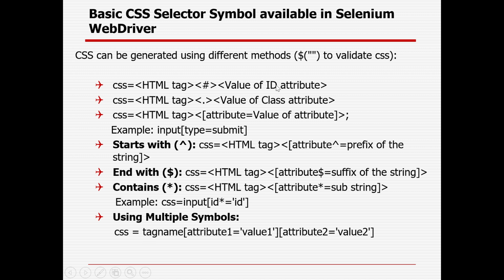In case you know the ID, it will simply be tag name hash ID. If you know the class name, it will simply be tag name dot class name. That is the way you can simply create your CSS selector as well.